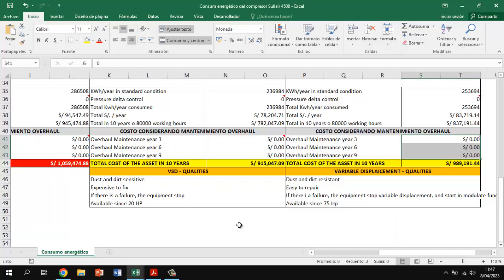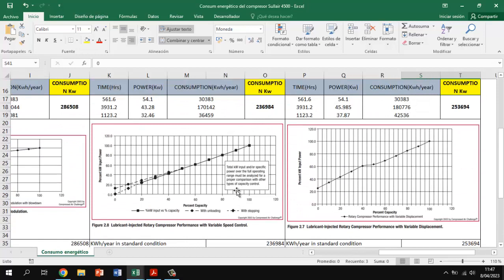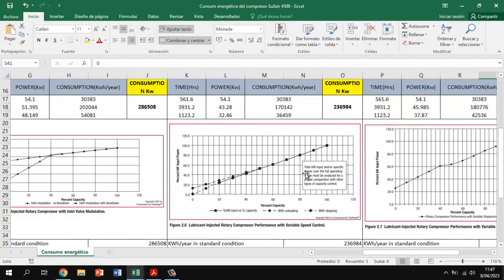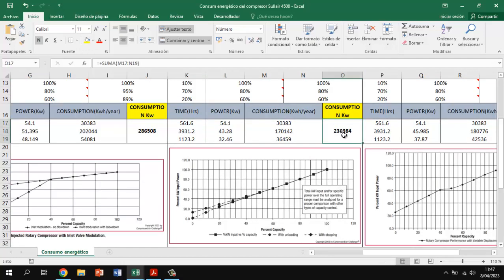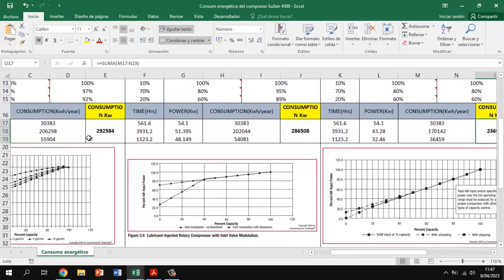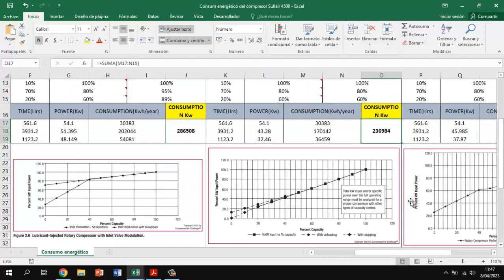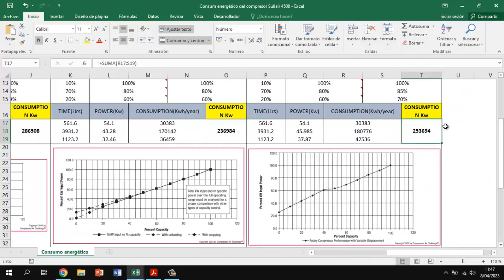So if we want to select what compressor I should buy, I want the VSD, the variable speed control, because I have less consumption. I have very little consumption. Just look at the load and unload, look at the modulate, look at the velocity speed control, look at the variable displacement. So I select the variable speed.